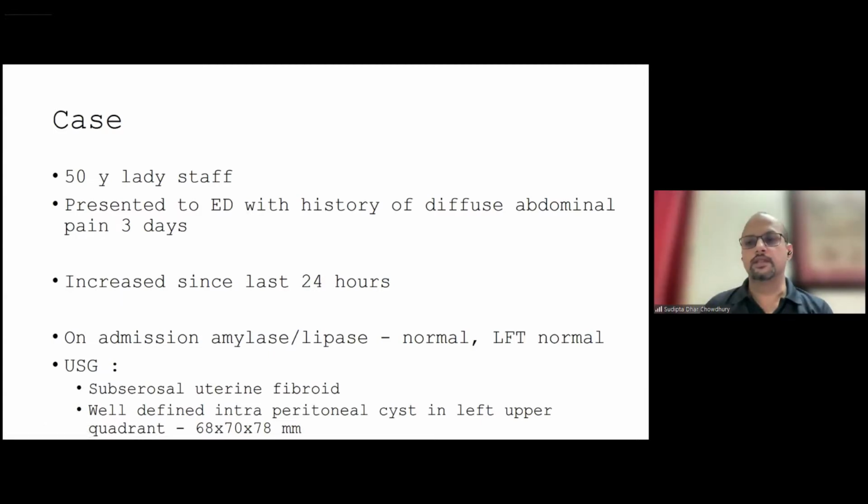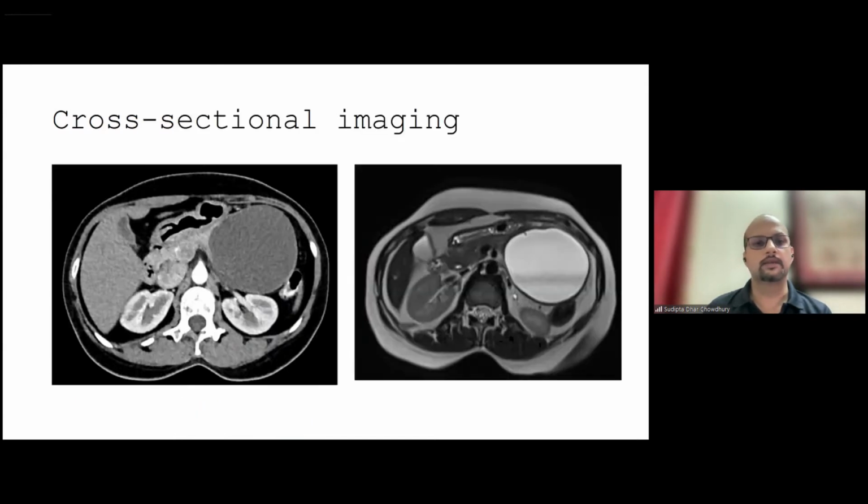So I'll start off with this clinical case, which was of a 50-year-old lady who presented to the emergency department with a history of diffuse abdominal pain for 3 days, which increased over the last 24 hours. On admission, her amylase and lipase were normal, and liver function test was normal. She underwent ultrasound in the emergency department itself, which showed a subserosal uterine fibroid. However, there was also an additional finding of a well-defined intraperitoneal cyst in the left upper quadrant measuring 68 x 70 x 78 millimeters.